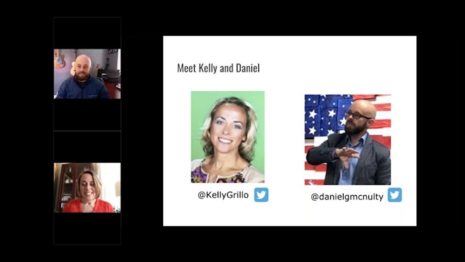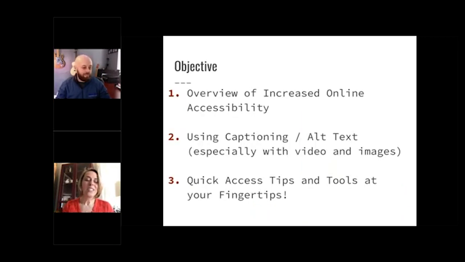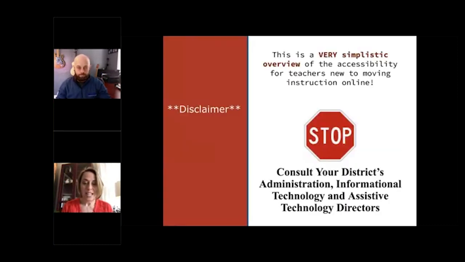All right, the next slide. All right, so today we're hoping to share with you tidbits, a brief overview. If you're new to online instruction, you might feel a little overwhelmed. We want to give you just a brief overview to accessibility to online. The second thing we're going to address is captioning, or how we can make sure that those text objects and also images are accessible when you're dealing with online instruction. And then we're going to give you a few quick tips on how to make some things that are accessible to your students right with their fingertips. So let's get started.